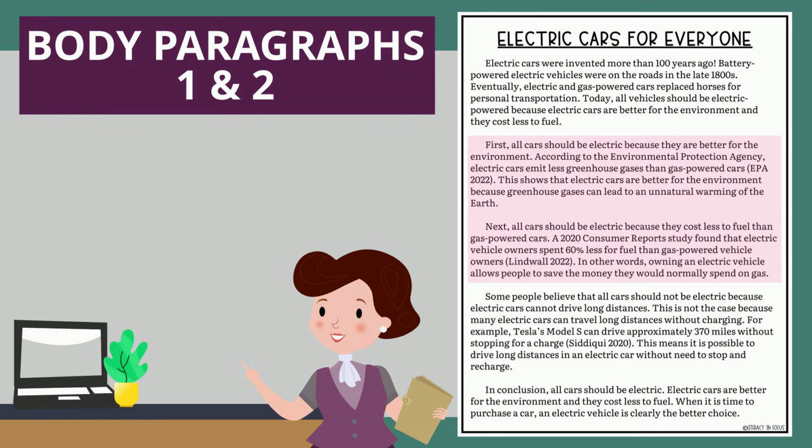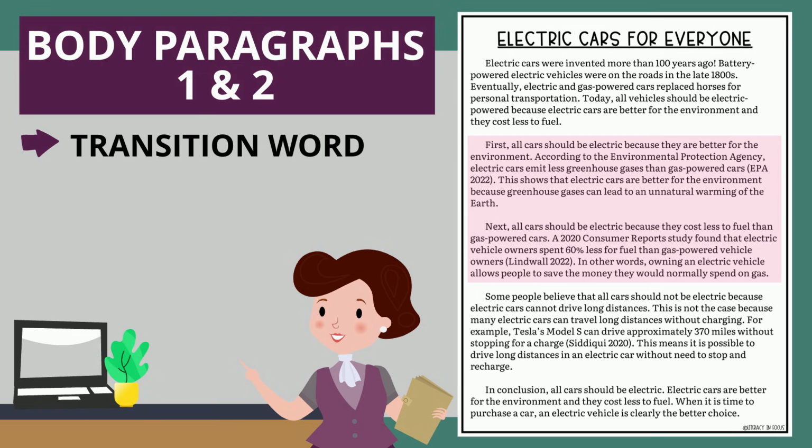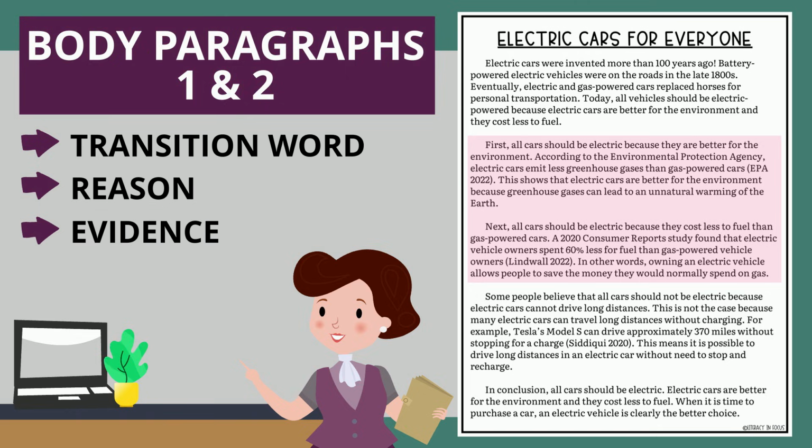Body paragraphs 1 and 2. The first 2 body paragraphs provide reasons, evidence, and explanations to support the argument presented in the thesis. Each body paragraph begins with a transition word. Next, a reason to support the thesis is stated. The reason must be followed with credible evidence.